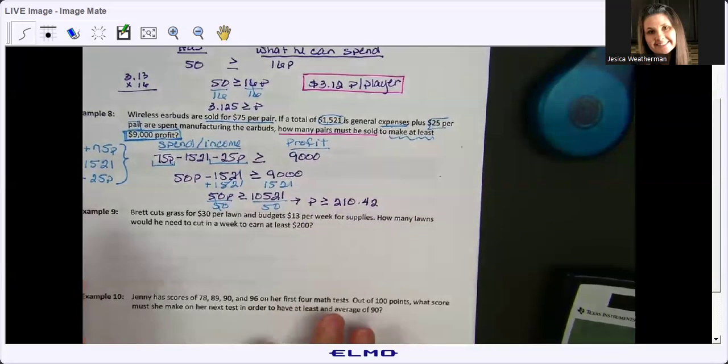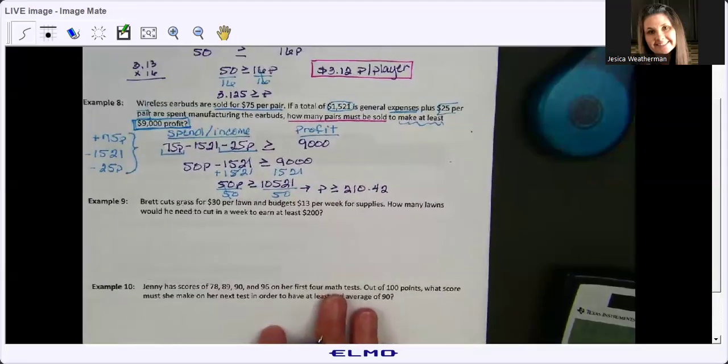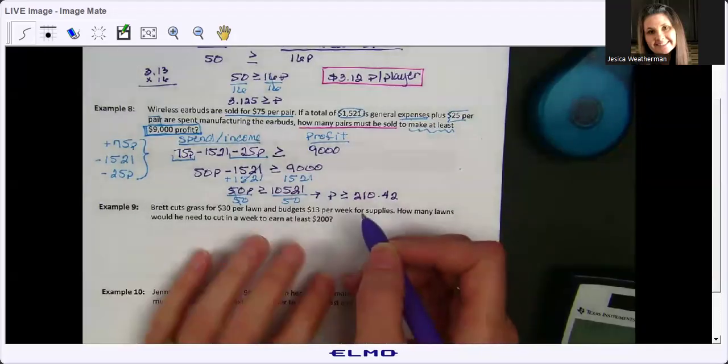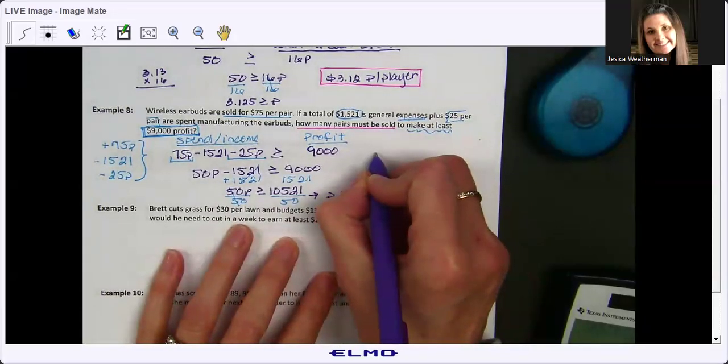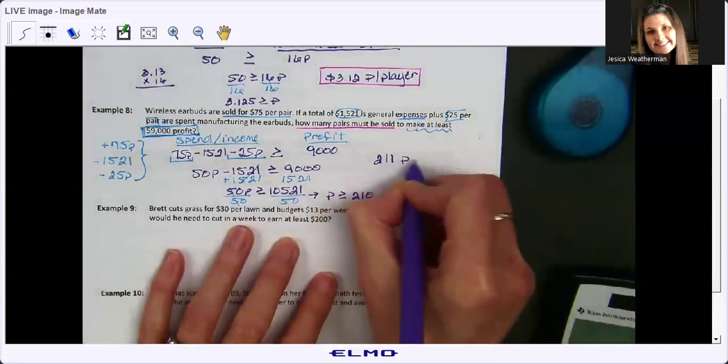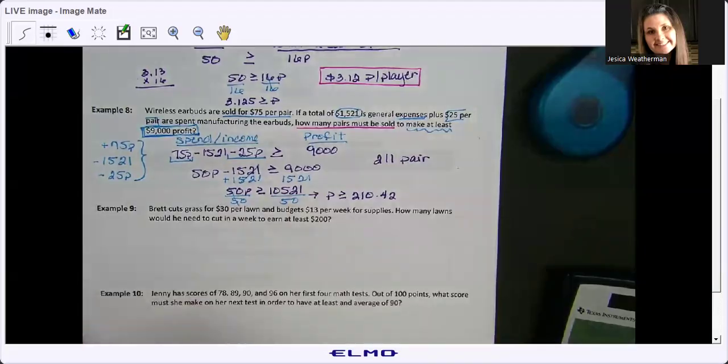Okay, listen up. How can you sell 0.42 of a pair of earbuds? You can't. So you have to round up. In this case, we would round up because 210 is not going to be at least 9,000, because you need that extra 0.42. So we need at least 211 pair. So this right here is our final answer.